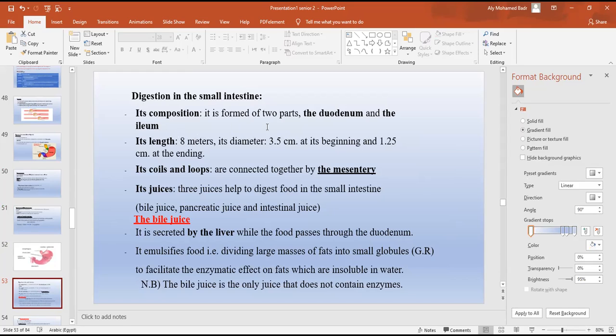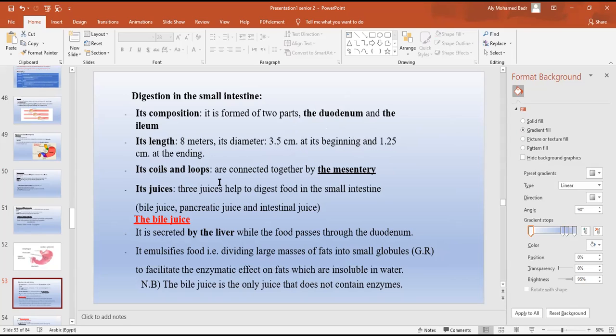The small intestine is formed of two main parts, the duodenum and the ileum. The duodenum is the upper part, and the ileum is the lower part. Its length is about 8 meters and its diameter 3.5, very large in length, okay? At its beginning the diameter is larger, then at the end it will get smaller and smaller, okay?